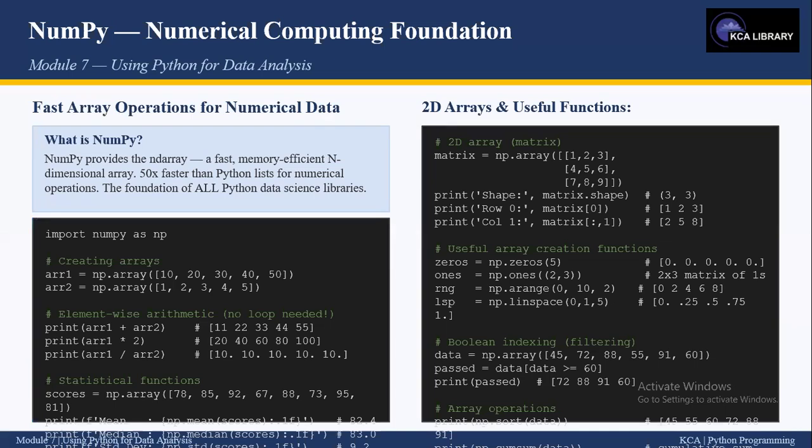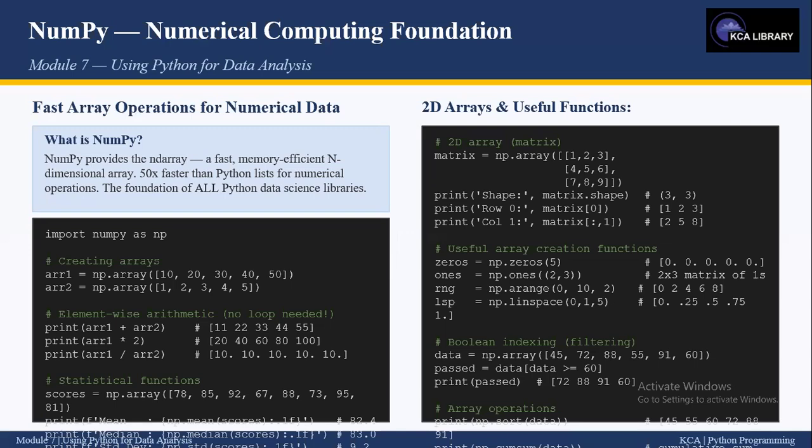NumPy provides the ndarray, a fast, memory-efficient n-dimensional array that is approximately 50 times faster than a standard Python list for numerical operations. It serves as the foundation of all Python data science libraries. In the first example, we create 2 arrays and perform element-wise arithmetic without the need for explicit loops. We also demonstrate built-in statistical functions such as mean, median, standard deviation, minimum, and maximum.